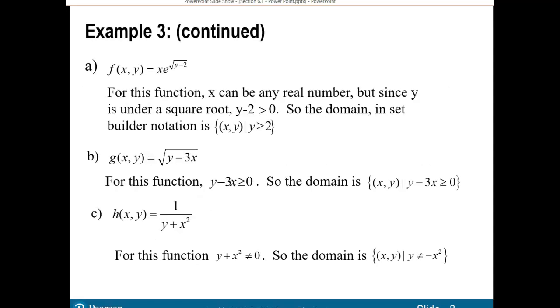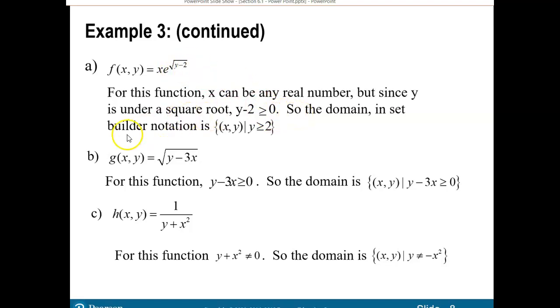All right. So for the first function, x can be any real number, right? It's just x times something. But since y is under a square root, and I changed it here. In the original page, it was just a y. We're going to look at if there's a y minus 2 under there. But since y is under a square root, that expression under the square root, y minus 2, must be greater than or equal to 0. Otherwise, you'd get an imaginary value.